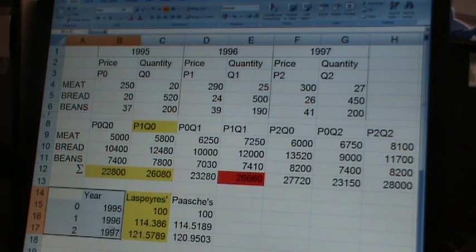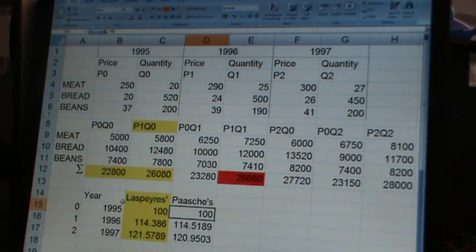Okay, and we have all the data or indices that we need for Laspeyres and Paasche for the 3 years 95, 96 and 97, where 1995 is the base year, so 100. Thank you.